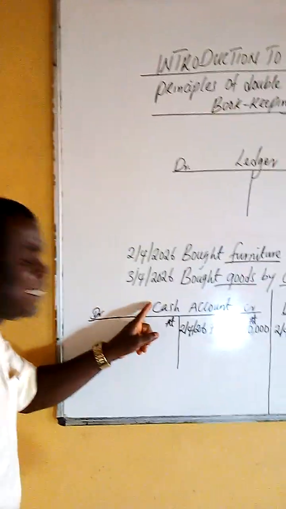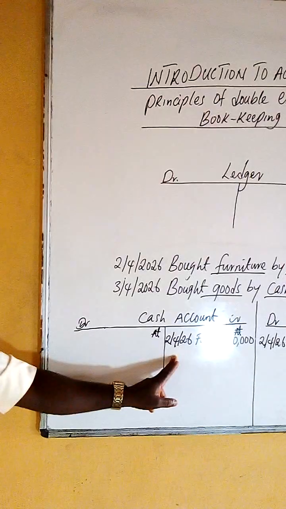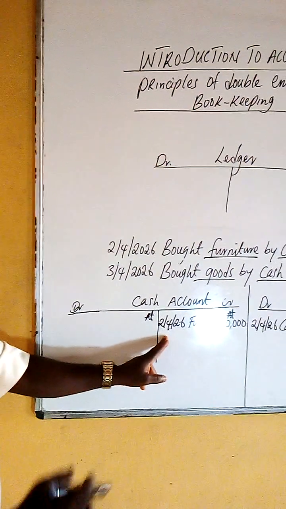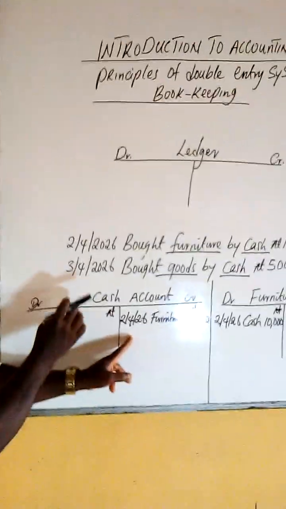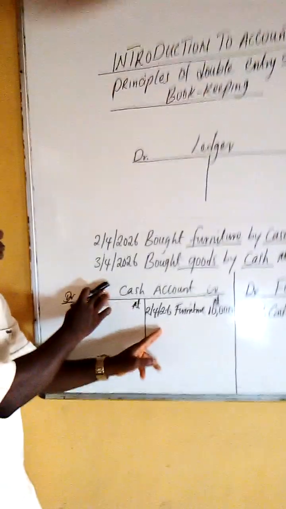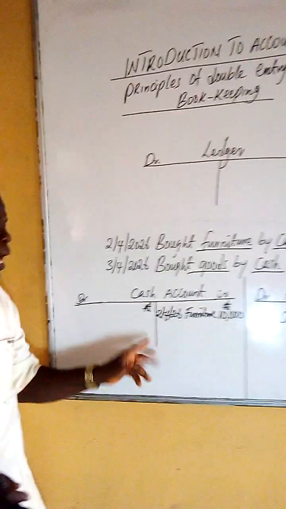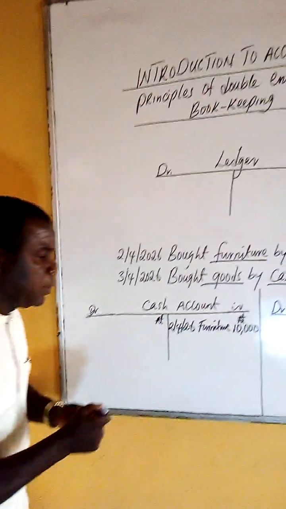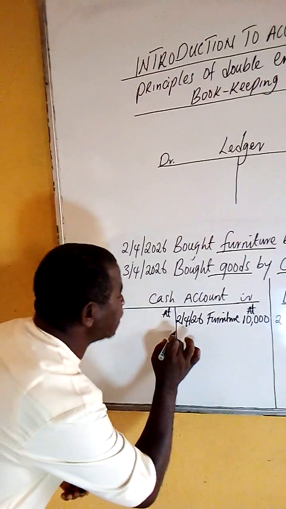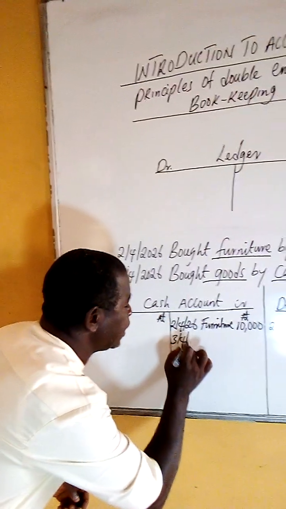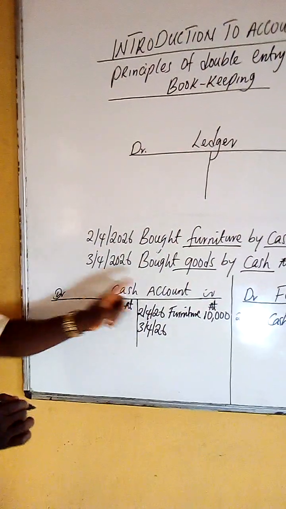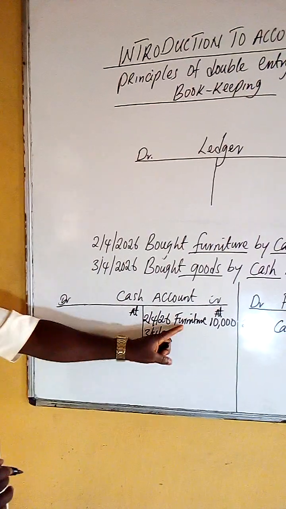Then here, cash is still the giver account. Then we will have to come and record the cash account. I want to warn you that you are not going to open another cash account. Don't open it because the cash ledger account is already here. Make use of it. Then we are coming to record in the giver account. Now let's say on the 3rd of April 26, the giver account is still cash. This time around it is giving to purchases.